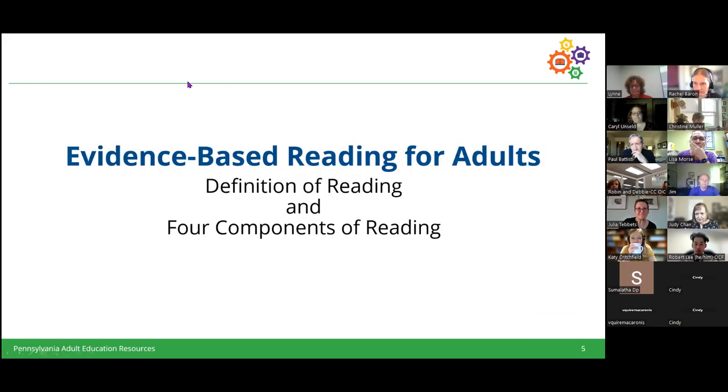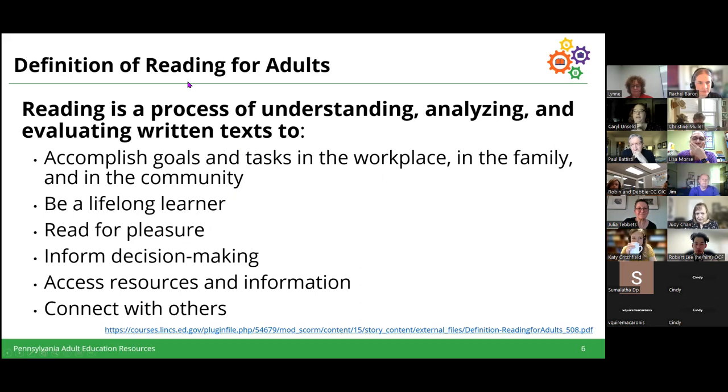All right. So moving on. Let's just start with the definition of reading for adults. I think we all know that reading is a very complex process that we probably don't think about much anymore because it's become automatic for us. But at the same time, we are decoding letters and letter sounds and blending them together. We're putting word parts together. We're putting words together and they're making sense to us as phrases and sentences and paragraphs. And at the same time, we're evaluating what we're reading.